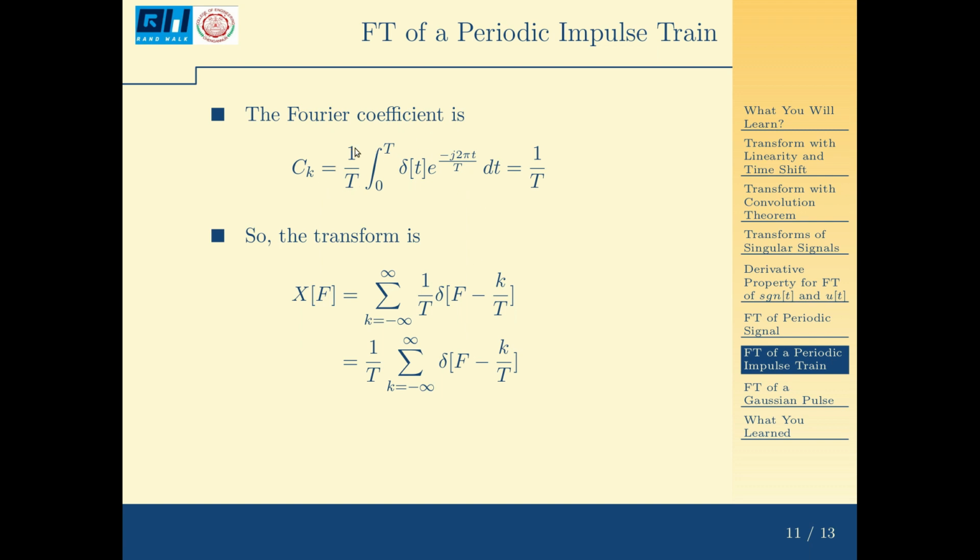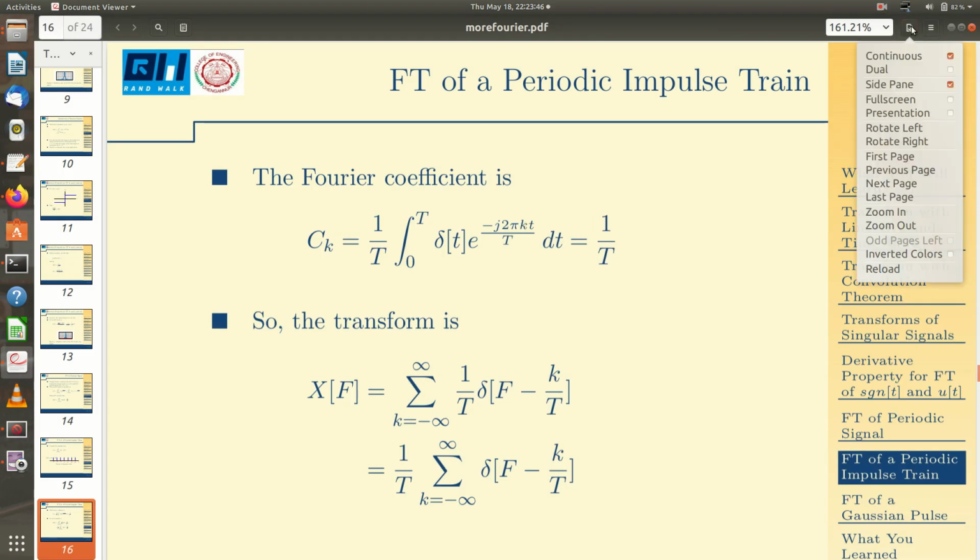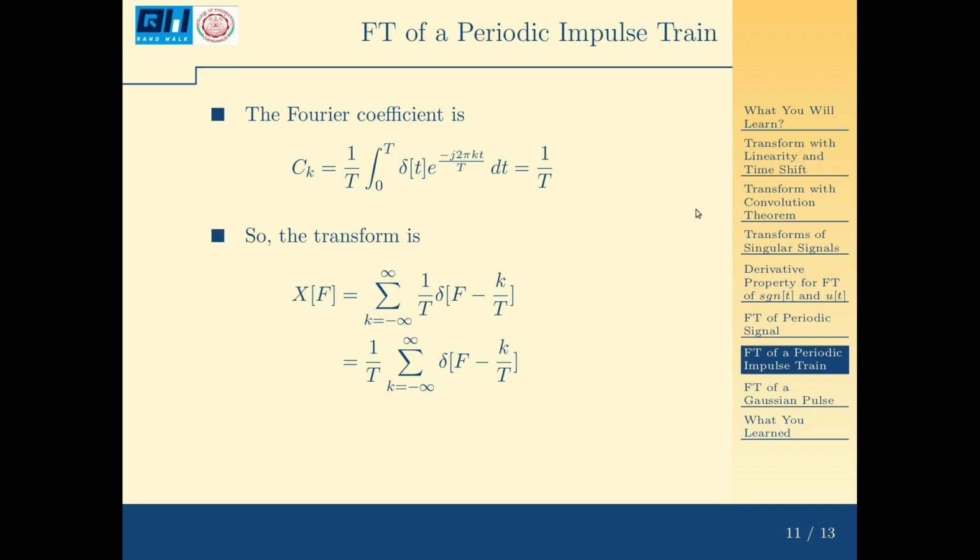That is, c_k will be 1 by T, integral from 0 to T of delta(t) e raised to minus j 2 pi kt by T dt. So here you can compute the Fourier coefficient c_k. Delta(t) has value only at t equal to 0, so this whole integral defaults to 1. So c_k is 1 by T.